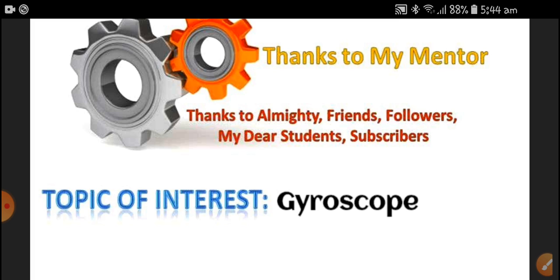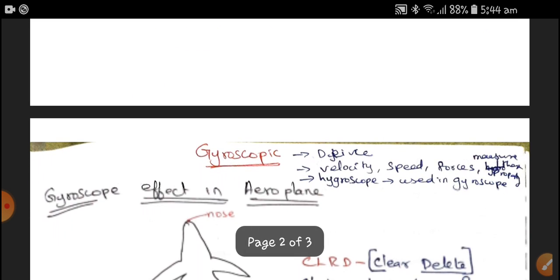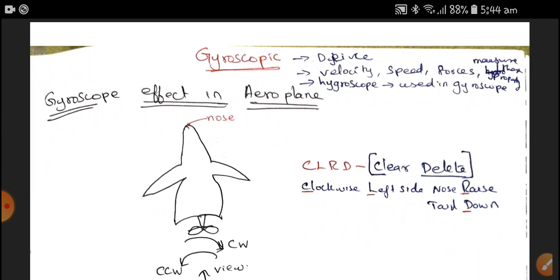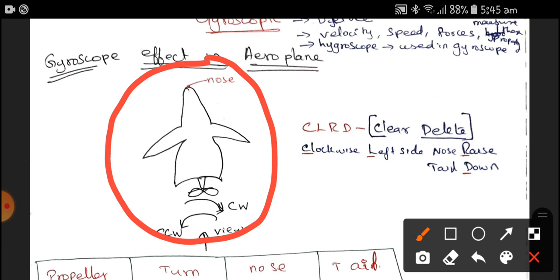Okay, so with this example and this application, I would like to give a brief about the gyroscope. The gyroscope is a device which will measure the velocity, speed, and forces as the measured property. Here, an important device called a hygroscope is used in the gyroscope. Generally, we know that in technical theory, it is applied in aeroplanes as well as boats. For better understanding, let me consider a figure. Sorry for the figure, please take the knowledge only.